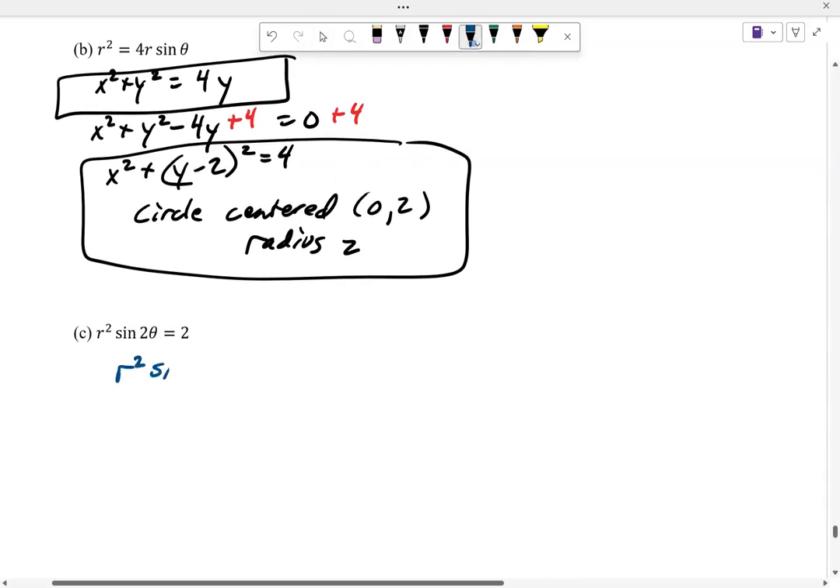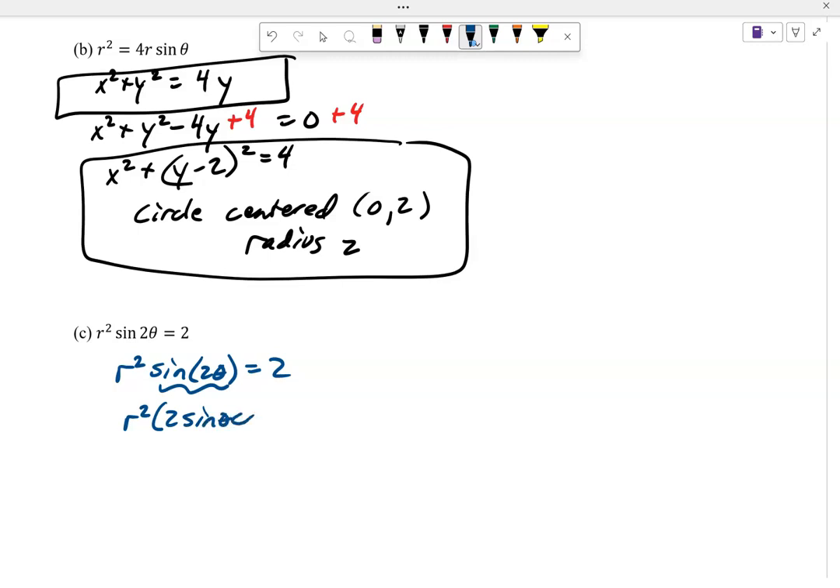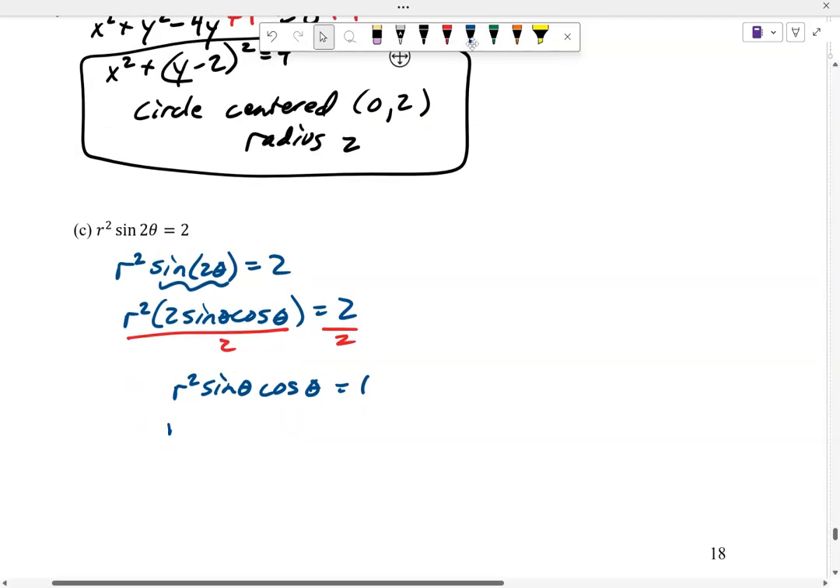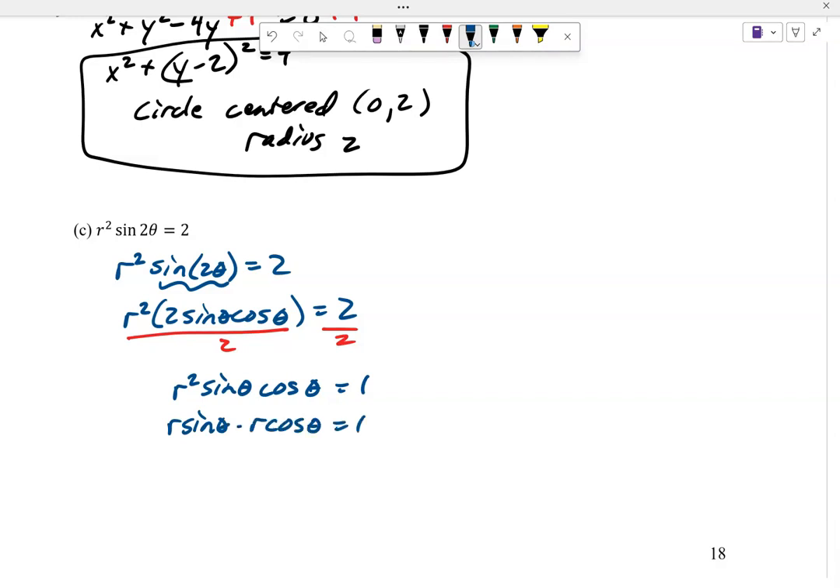Here I would use your double angle formula on this sine of 2 theta. So you've got r squared times 2 sine theta cosine theta equals 2. And notice your 2's, get rid of those 2's right there. So you've got r squared sine theta cosine theta equals 1. Let me write that as r sine theta and r cosine theta. So y times x equals 1. Divide both sides by x. So you've got this rational function, y equals 1 over x.